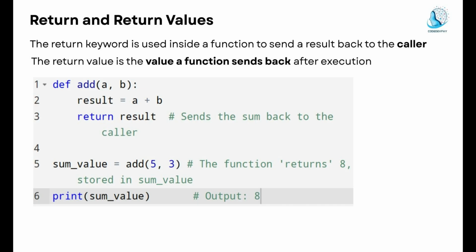For the next part, we've created a new variable outside the function called sum_value. And here we are using the caller, which is add(5, 3). So 5 and 3 here are the arguments. And so these values are going to be passed to the parameters. And then the function is going to execute results equal to a plus b, and then send the results back to the caller, which is add(5, 3). So here we are going to store it in sum_value. For the last part, we are going to display sum_value.